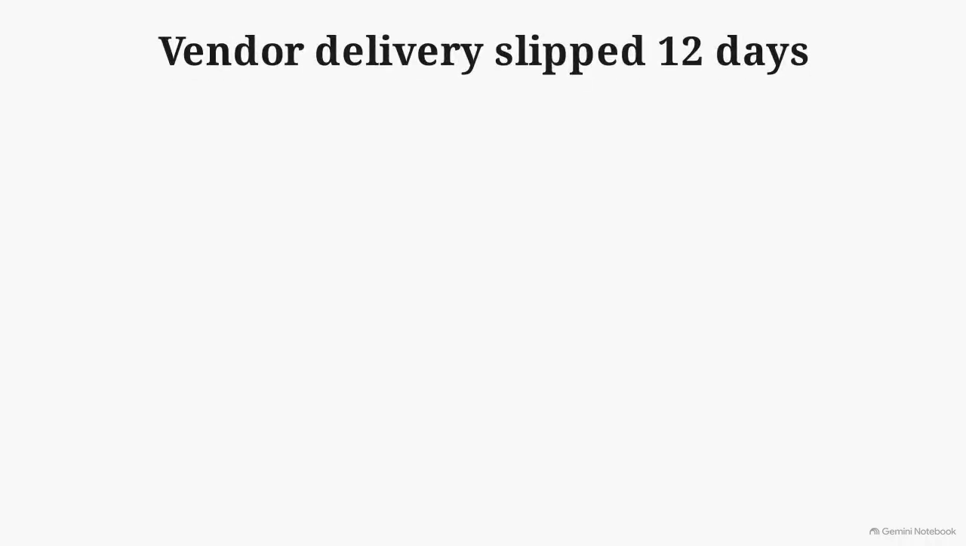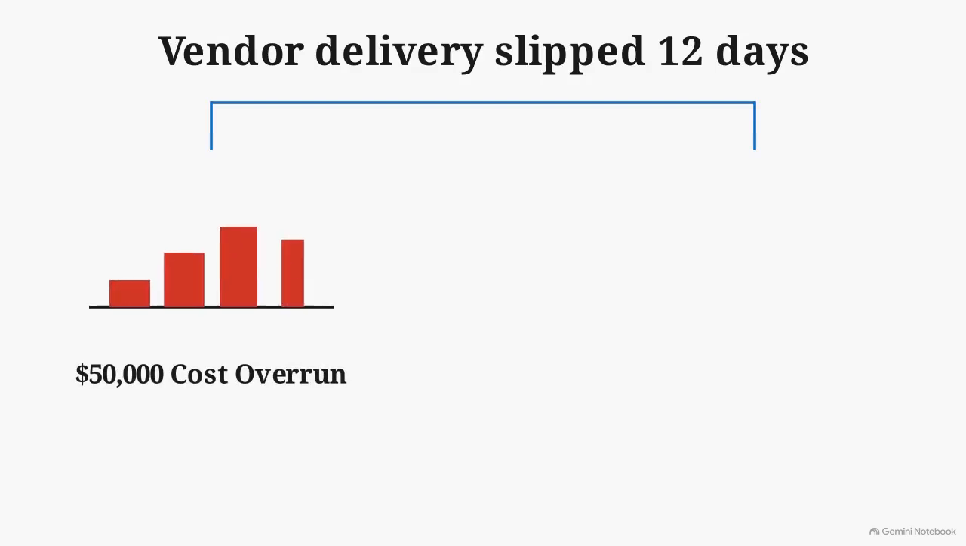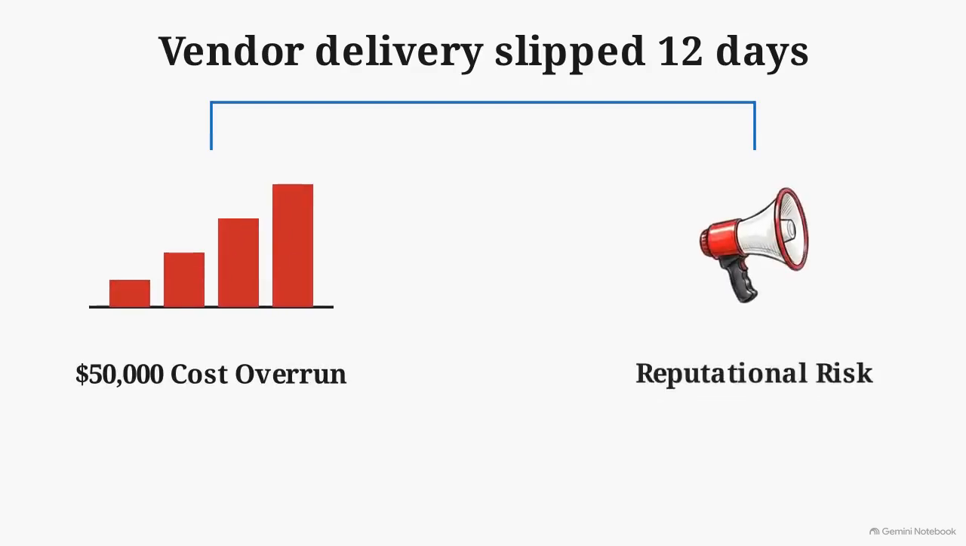Under every date on your slide, add a translation line. Convert the delay into the stakeholder's native language. Instead of a 12-day slip, show a $50,000 cost overrun or a reputational risk.